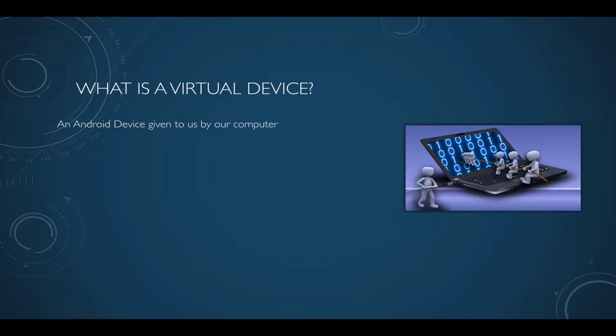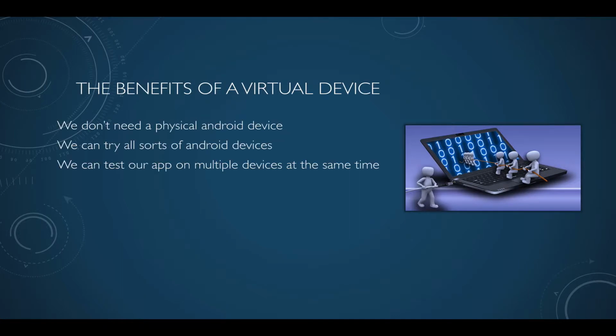This simply means that the virtual device is a software that we use in order to run our Android applications on. In other words, a virtual device has almost all the capabilities of a real Android device. So now you might ask, what are the benefits of using a virtual device? First and foremost, if you use a virtual device, you don't need a physical Android device. So if you don't own a physical Android device, guess what? You can still run your app on an Android virtual device.